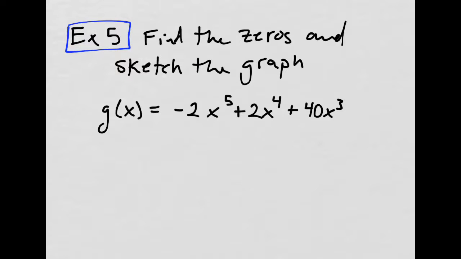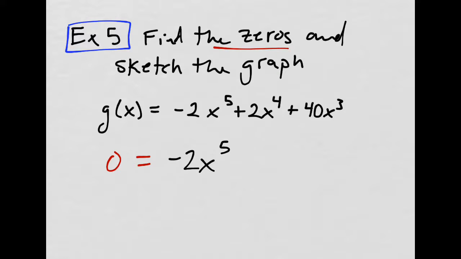Alright, same instructions. What about this? Find the zeros. Remember, the zeros are the x-intercepts, and to find x-intercepts, you make y 0, but in this case, g of x is the same thing as y. So that's going to be 0, and then I'm just going to copy the rest of it down.